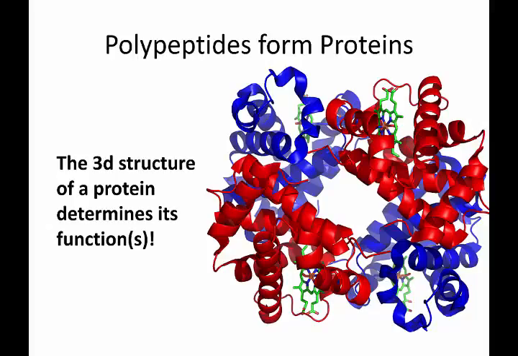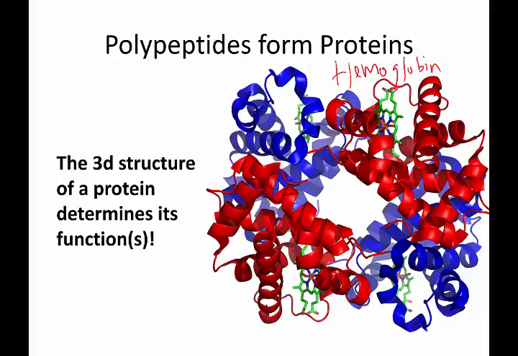So again, when we link these 21 amino acids together, we form a polypeptide. And when that polypeptide gets a 3D shape, we form a protein. So here we have an example of a protein. Here we have hemoglobin. As you can see, hemoglobin has a nice 3D shape. It has 4 parts to it. And here we have essentially a protein.